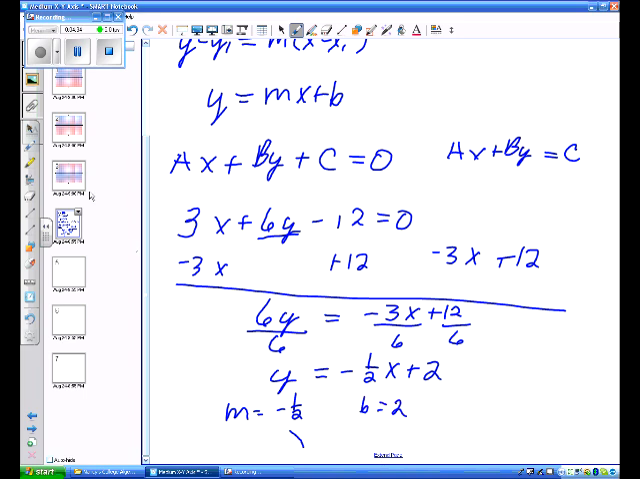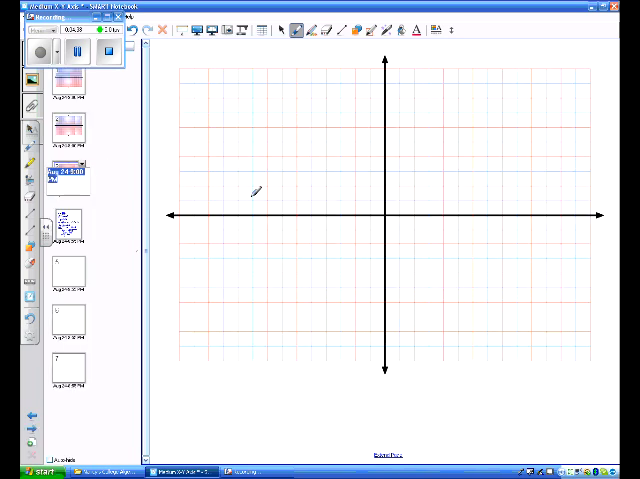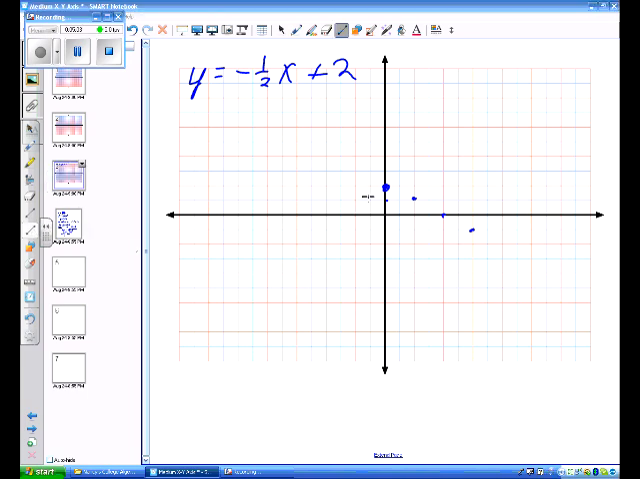So if we wanted to graph that, we're going to graph y equals negative 1/2 x plus 2. Then our starting point is at 2. Our slope is negative, so that means we're going to be going down 1 unit to the right 2, down 1 to the right 2, down 1 to the right 2, as many as those that you want to do, and then we will draw our line through there.